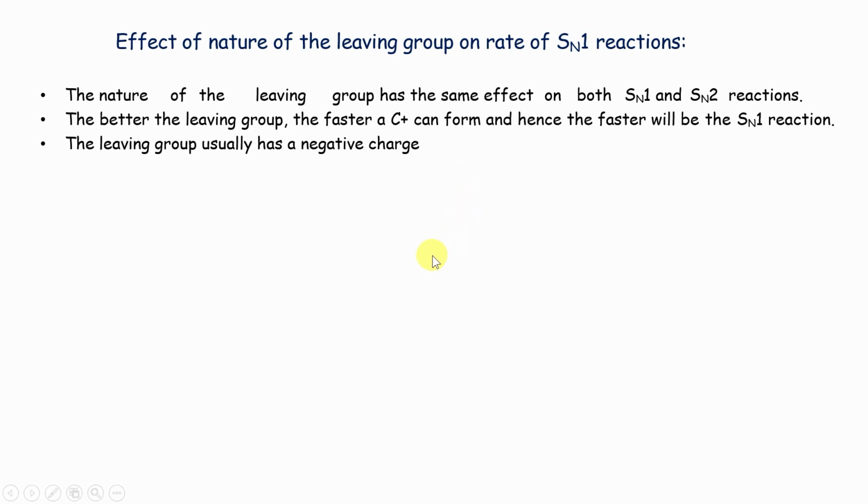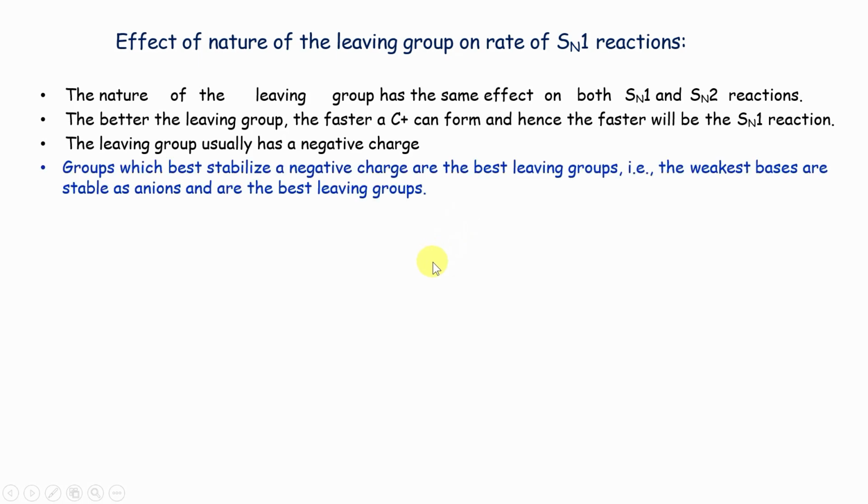The leaving group usually has a negative charge. Groups which best stabilize this negative charge are the best leaving groups. That means the weakest bases are stable as anions and are the best leaving groups. Weak bases are readily identified by their high pKb values.